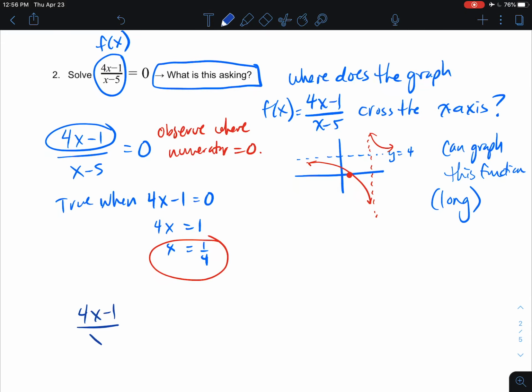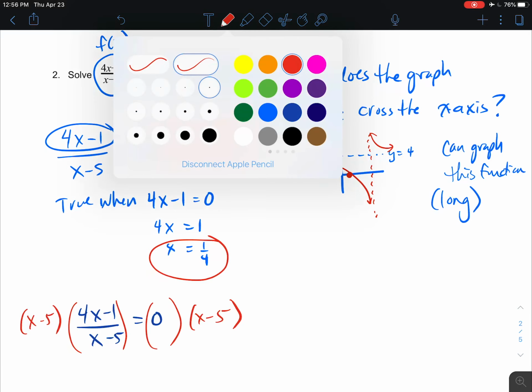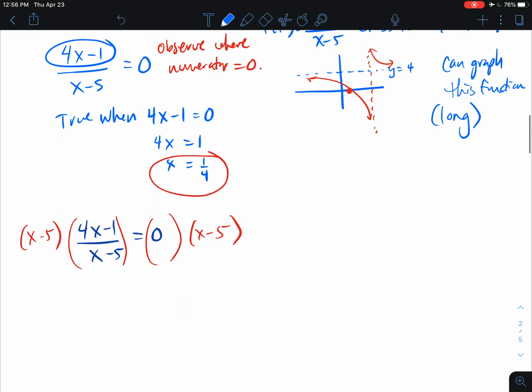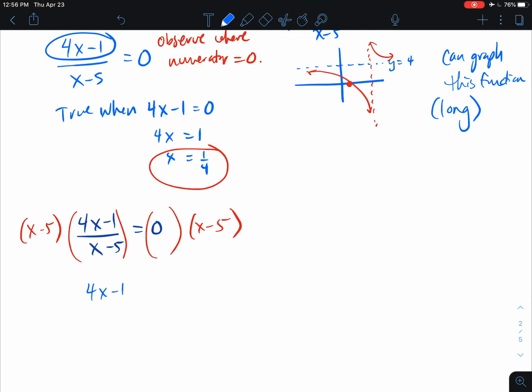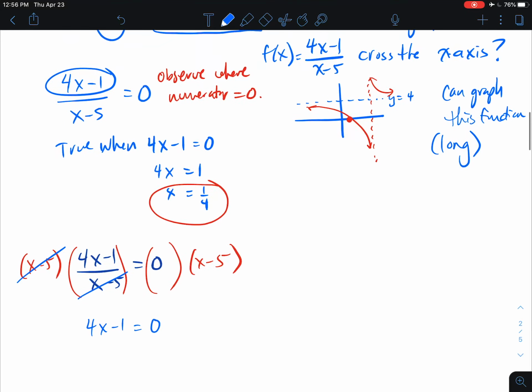Okay, another way that we could tackle this is we could look at taking 4x minus 1 over x minus 5, and we could multiply both sides by x minus 5. And we can see that when we do this, we're left with just the numerator, because the x minus 5 on the top and the bottom divide out. And then 0 times x minus 5 is 0. So we're left with that same expression of 4x minus 1, and then we're just setting that now equal to 0. So yeah, we can do that.